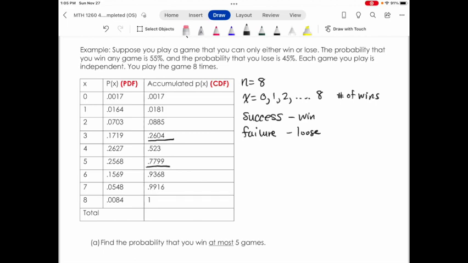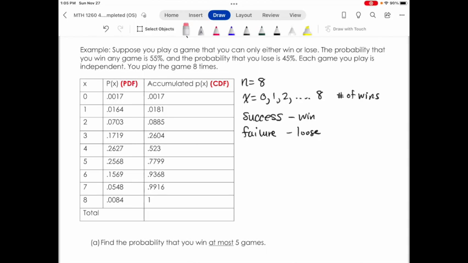Another example, let's look at x equal to 5 in the accumulated, the CDF column. That 0.7799 is all of the probabilities for 0 through 5, including 5, added up. And because this is a probability distribution, by the time we get to the bottom, on the last one, when I add them all up, I should have a total of 1.